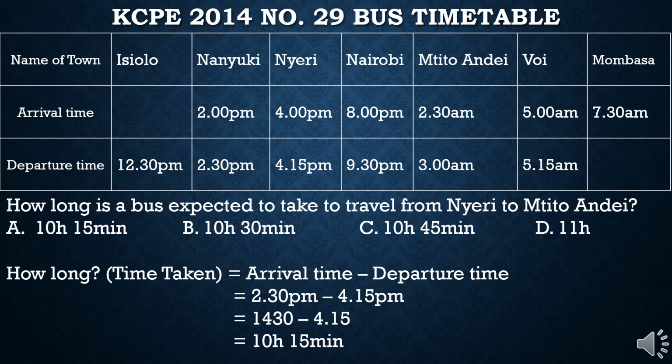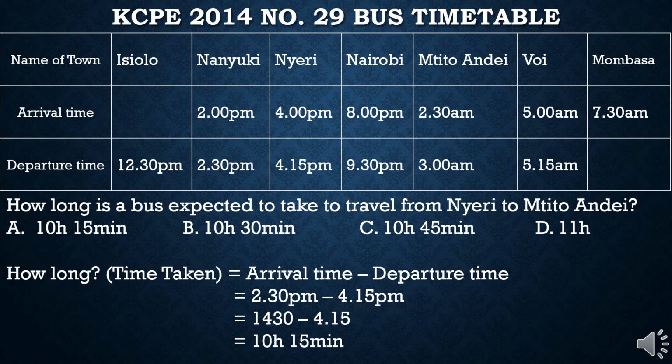Some candidates, when they see that the first number is smaller than the second number, they interchange and subtract, and that is where they fail. So the formula says arrival time minus departure, whether it's small or not. So 2:30 minus 4:15 p.m. To make it workable, we add 12 to this 2:30 to become 14:30. Then we subtract 4:15, and this gives us 10 hours and 15 minutes.